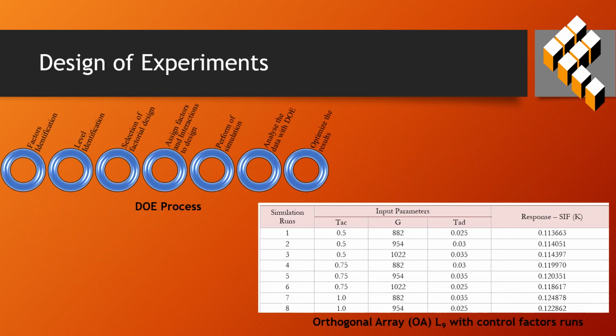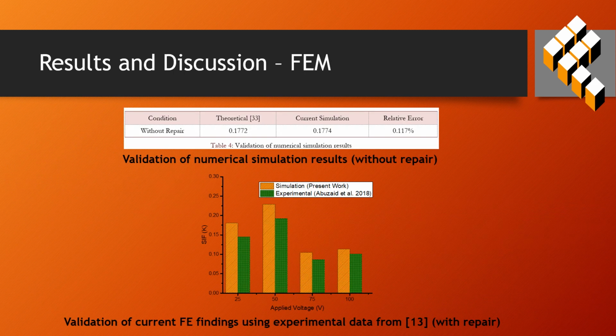Further, design of experiments is a very simple process. We have just identified the factors, then levels, and selected the factorial designs, then assigned the interactions and design, performed the simulations, analyzed the data with the DOE, and then optimized the results. As you can see, the last column of this table is the simulation results which we have received from the finite element method. Further, we use these results to optimize the repair performance.